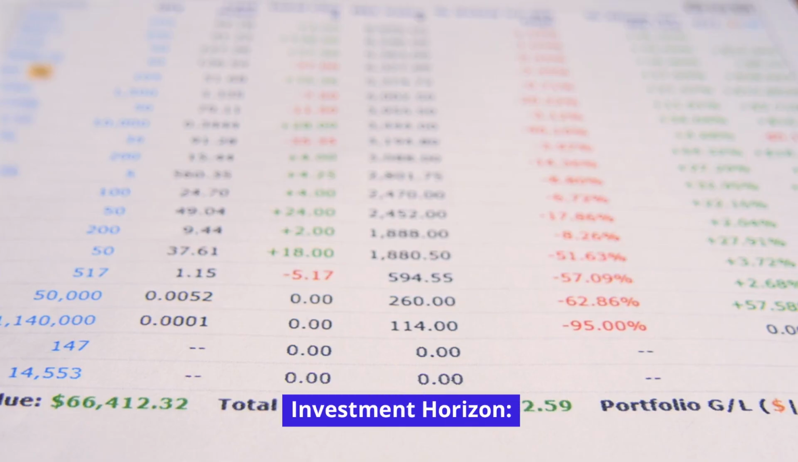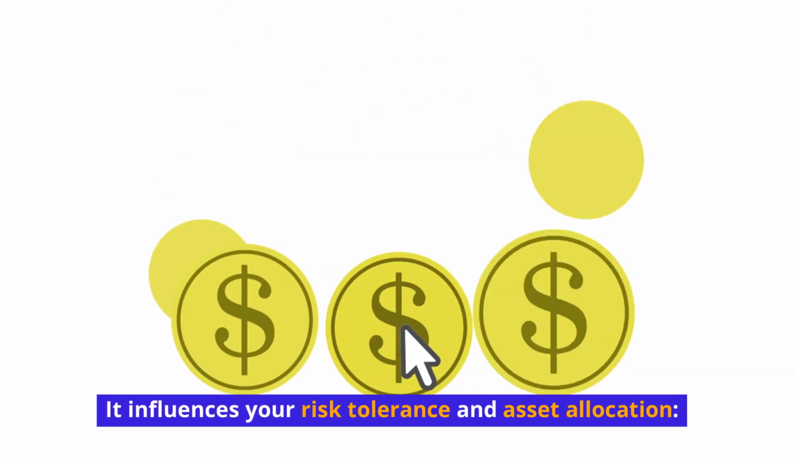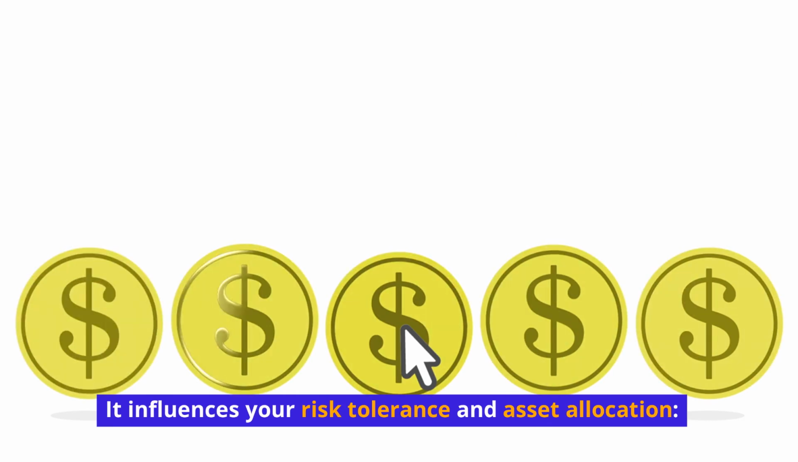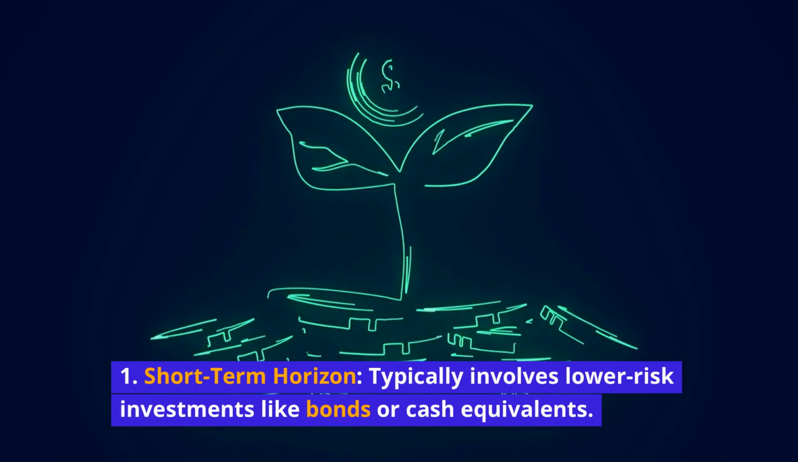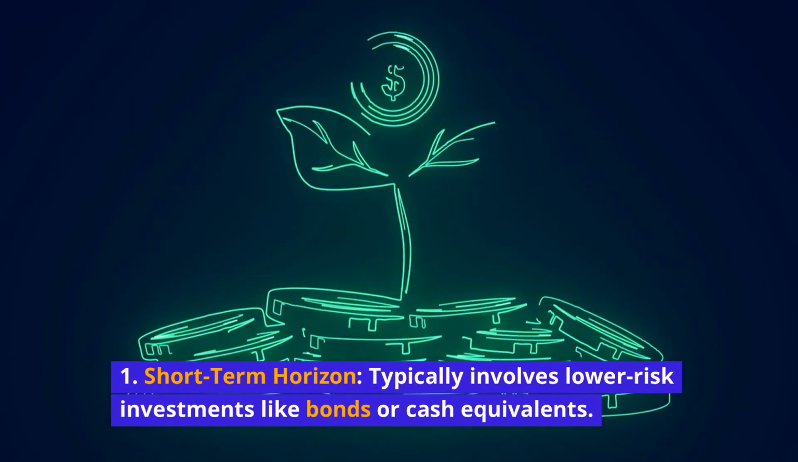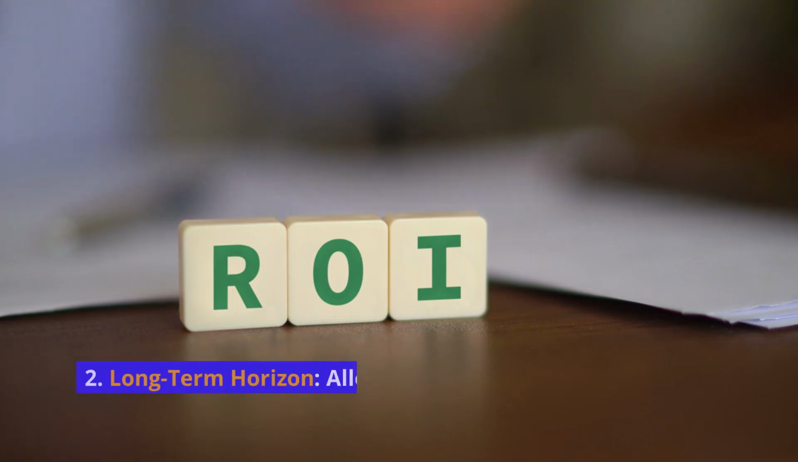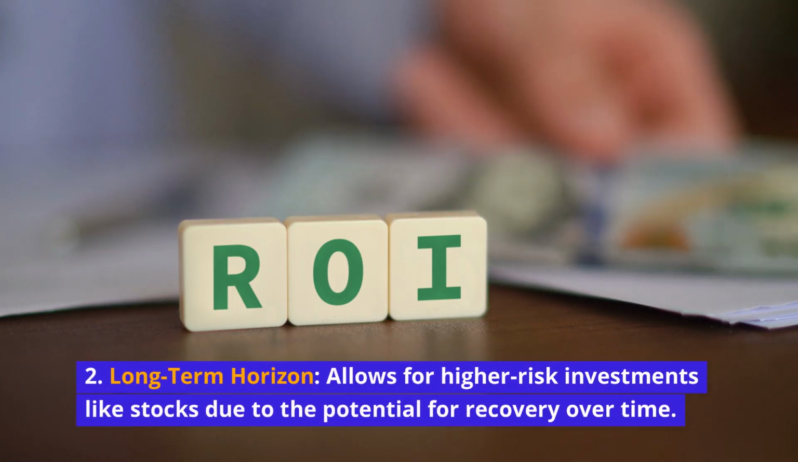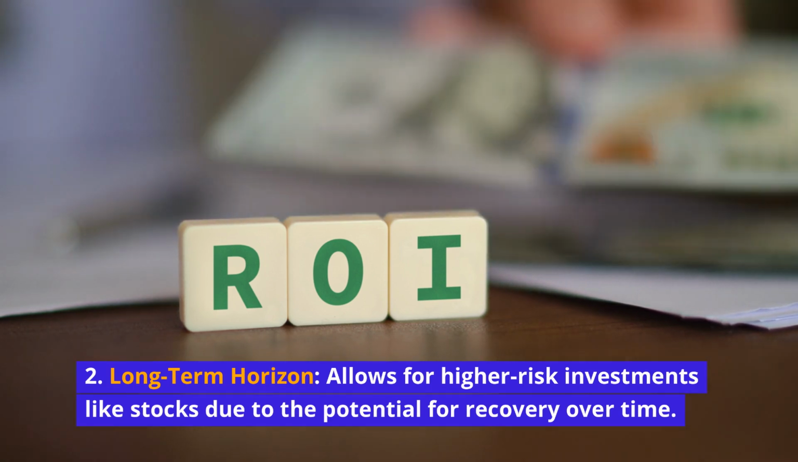Investment horizon. Your investment horizon is the length of time you expect to hold an investment before needing the funds. It influences your risk tolerance and asset allocation. 1. Short-term horizon. Typically involves lower risk investments, like bonds or cash equivalents. 2. Long-term horizon. Allows for higher risk investments, like stocks due to the potential for recovery over time.